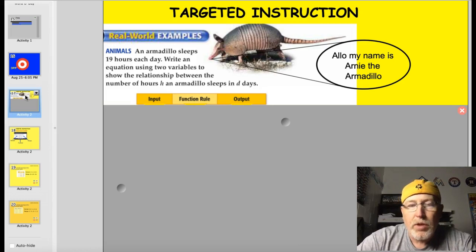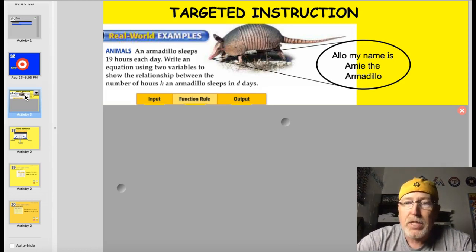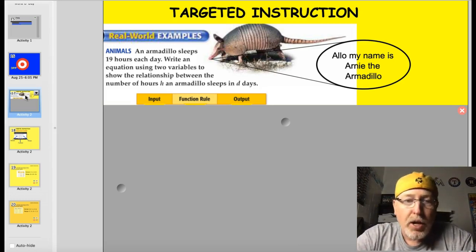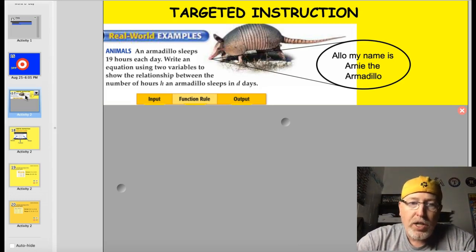Hello, my name is Army the Armadillo. Okay, I don't know why I'm doing that, but an armadillo sleeps 19 hours a day. The only reason I put this on there is because I would love to be an armadillo. That's about what I could sleep per day if I wanted to, on a summer day at least. All right, write an equation using two variables to show the relationship between the number of hours H an armadillo sleeps and the number of days.